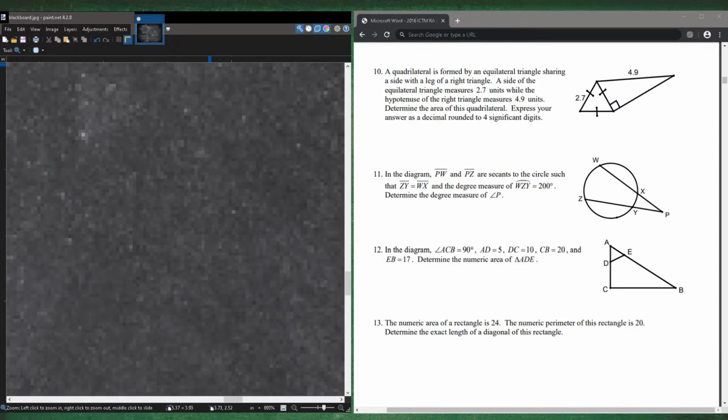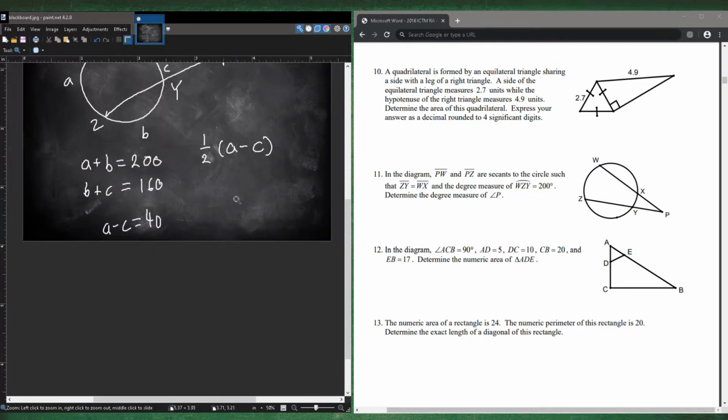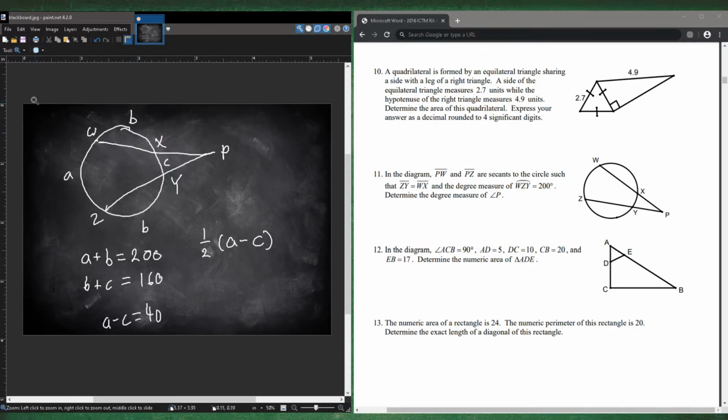Oh, sorry. Why does that keep happening? Okay. So we got this portion right here. So 1/2 times the 40 is equal to 20. So our answer for number 11 is 20.